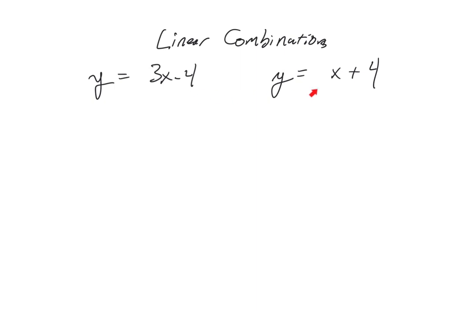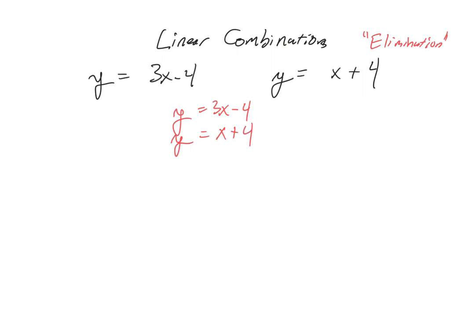But if they're written in exactly the same order, I'm going to rewrite them one over the top of the other one. So y equals 3x minus 4. And then y equals x plus 4. So some people call linear combinations the elimination method. That's not really the mathematical term, but you can think about it as called elimination because I'm trying to eliminate one of the variables.